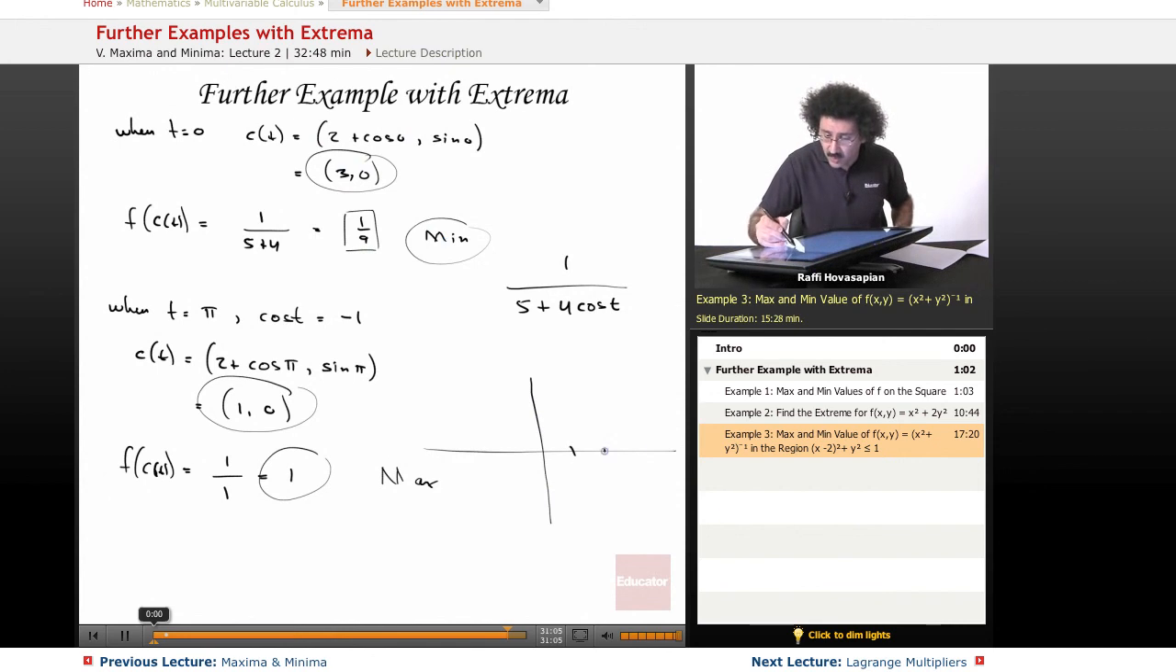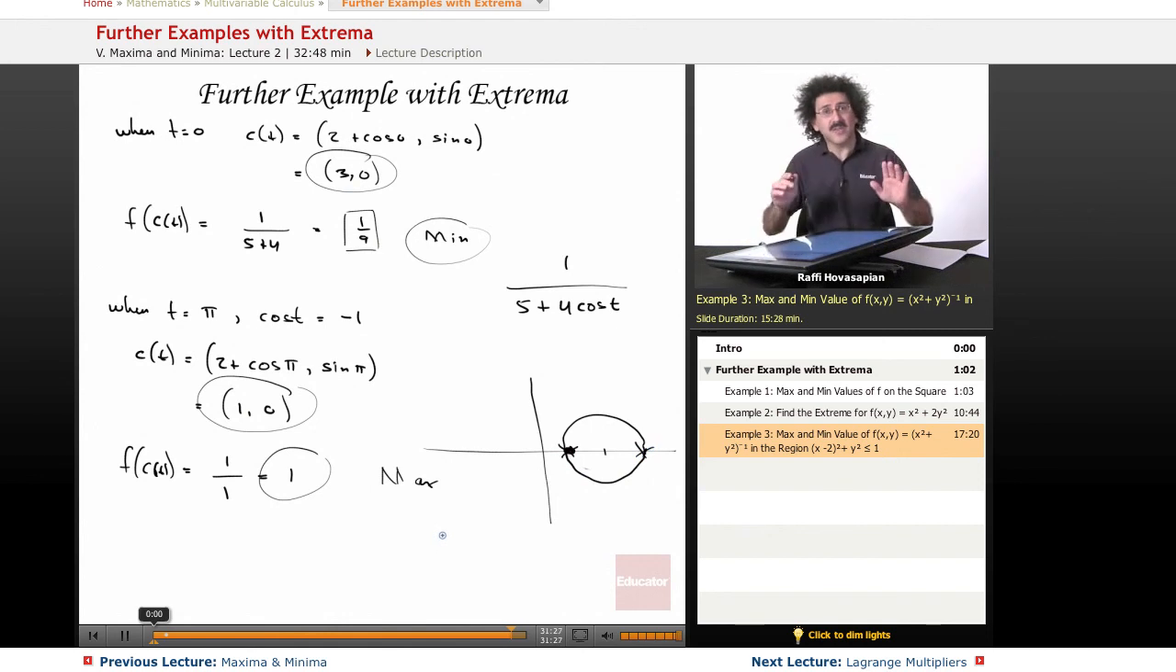This is our circle, 1, 2, 3. We have a circle here. That looks like an ellipse. Let's make it look a little bit like a circle here. Okay, we have this circle. So at the point 1, 0, here is where it achieves its maximum value of the function. At the point 3, 0, here is where the function actually achieves its minimum value.